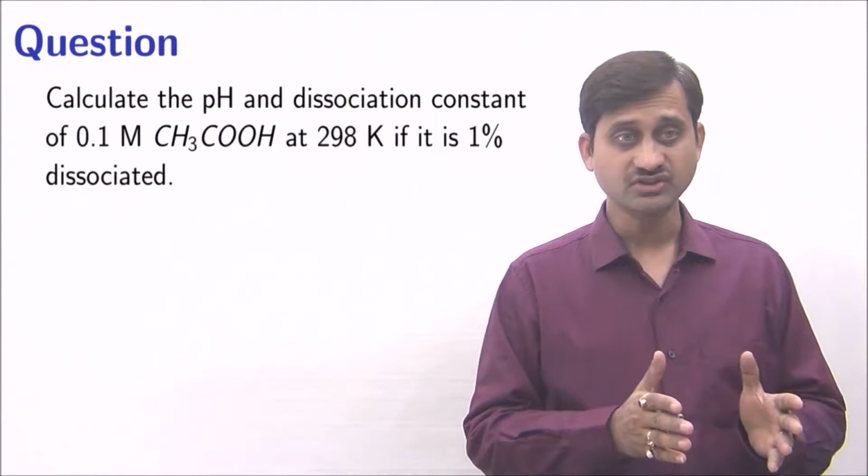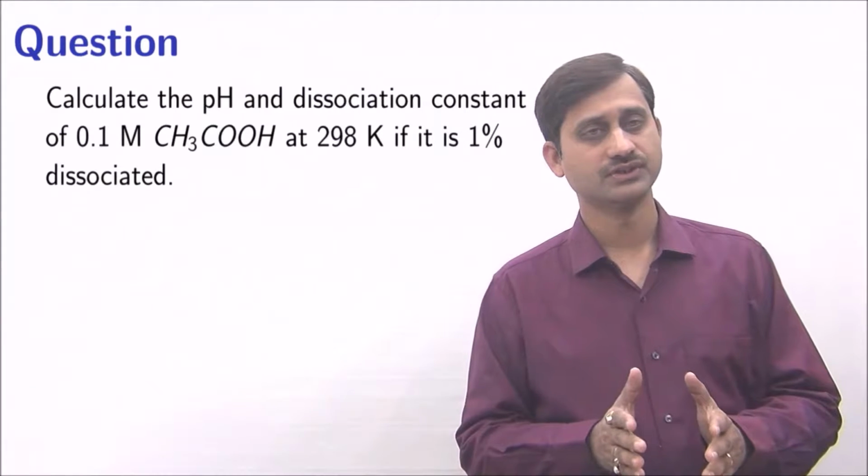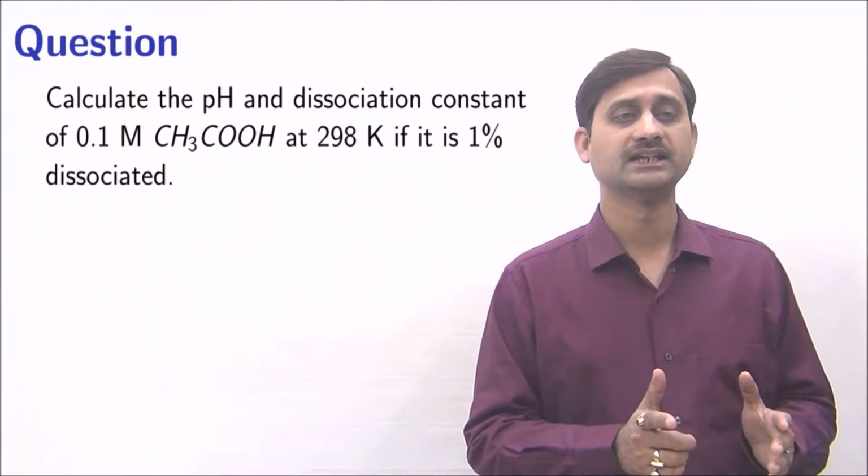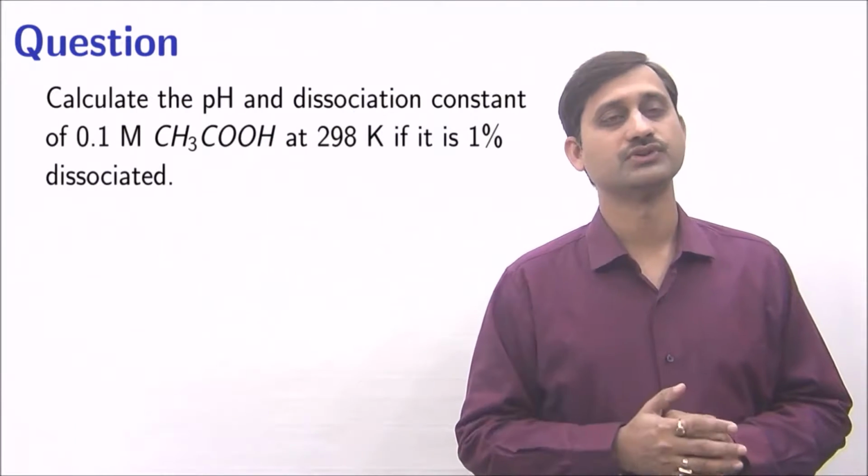Calculate the pH and dissociation constant of 0.1 molar acetic acid at 298 Kelvin if it is 1% dissociated. In this question, the concentration is 0.1 and degree of dissociation alpha is 1%, that is 0.01, or simply 10 raised to power minus 2.